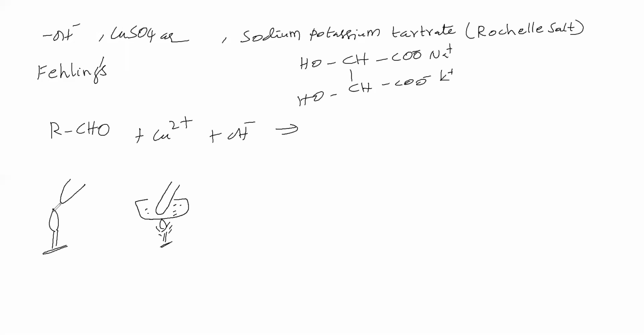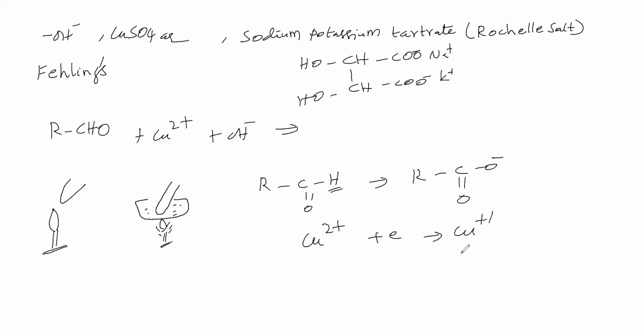Here this aldehyde has a reducing hydrogen. The aldehyde is converted into carboxylate anion. This is Cu2 plus. Cu2 plus takes an electron and becomes Cu plus. Cu plus is called cuprous. Cuprous is converted into cuprous oxide. Cuprous oxide is a precipitate, and its color is red.